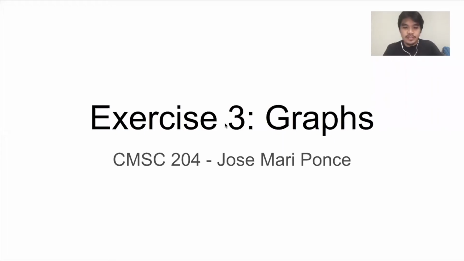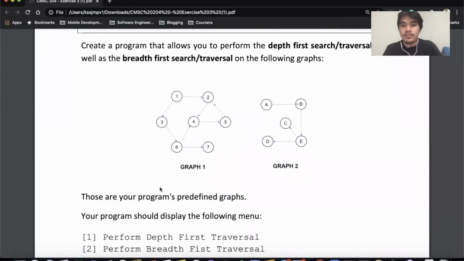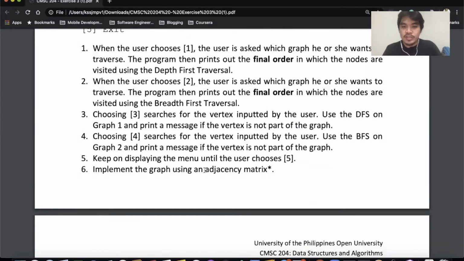Hi, in this video, I'm going to be showing you my implementation for graphs and graph traversal. This exercise requires us to make use of these two graphs to show our algorithm, but we need to make use of an adjacency matrix to show the relationships of the vertices.